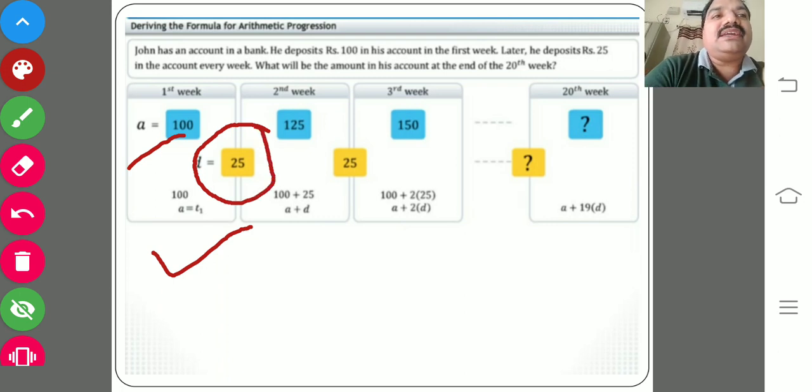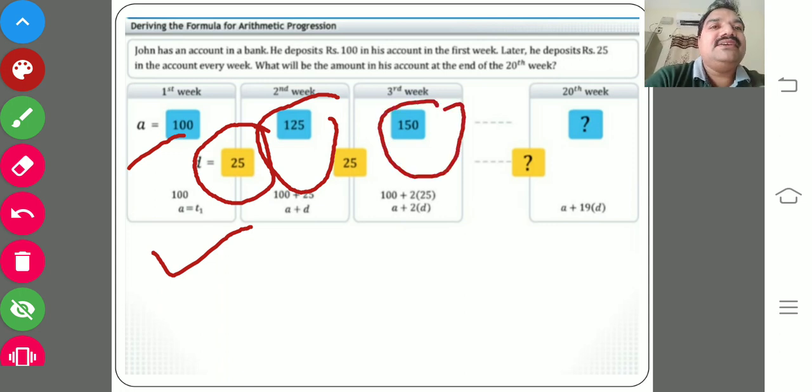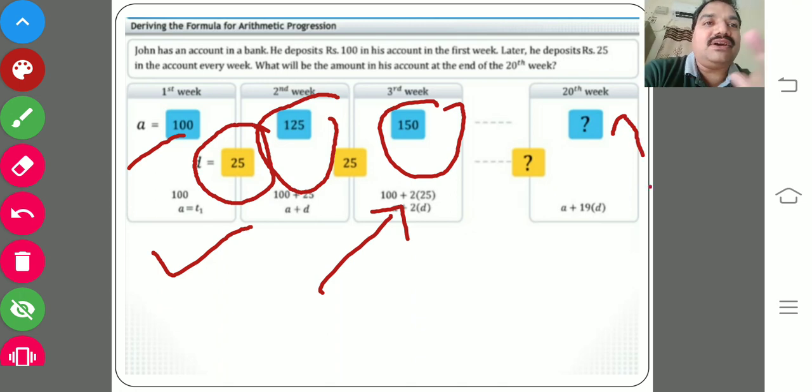So the 25 rupees will be added to the first week. So in the second week the total money in the bank is 125. In the third week you can easily say 125 plus 25, 150. The next 175, the next 200, like that up to the 20th week, how much? So we have to find one formula. How will you find it? You just see here.